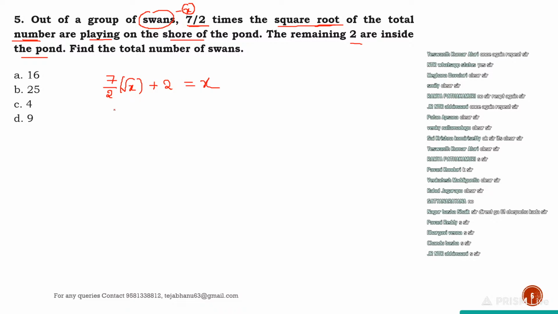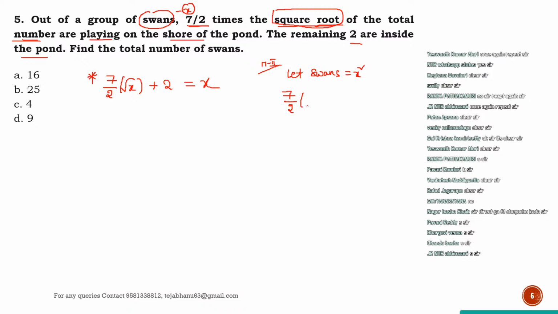I hope it's clear. We have to solve this to get the answer. I am not interested in solving it this way because it will be somewhat difficult. Try to observe another way. Let us think. Since he has given the square root, let the number of swans be x square, then have a look.